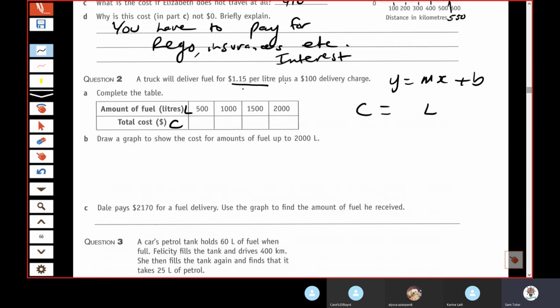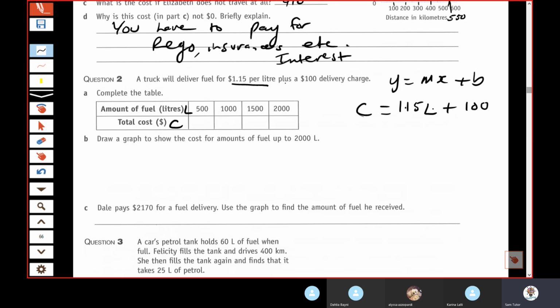Take a guess. It might be right. A truck would deliver fuel for $1.15 per litre plus $100 delivery charge. So it would cost $1.15 L plus 100, right? Again, think about it.